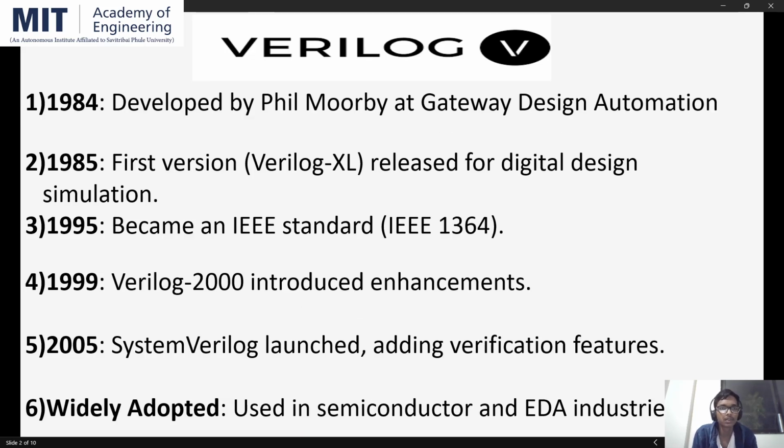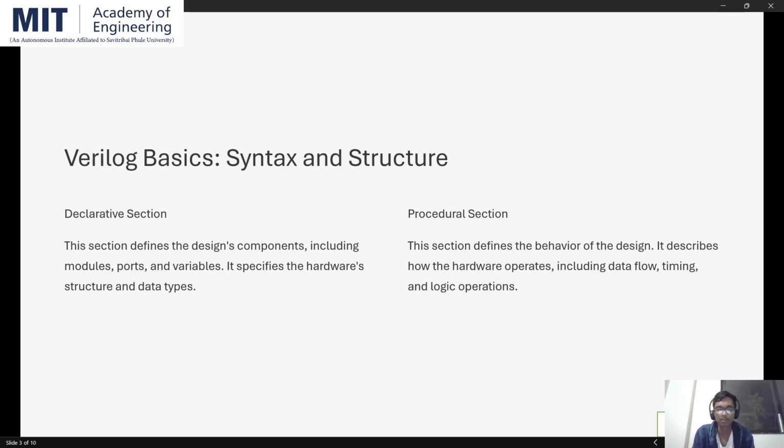So let's now see the history behind Verilog. Verilog was developed by Phil Moorby at Gateway Design Automation in 1984. One year later, in 1985, its first version, Verilog-XL, was released, and in 1995 it became an IEEE standard. In 2000 and 2005, Verilog 2000 was introduced and SystemVerilog was launched. Now Verilog is widely adopted and used in the semiconductor and EDA industries, and it is very popular.